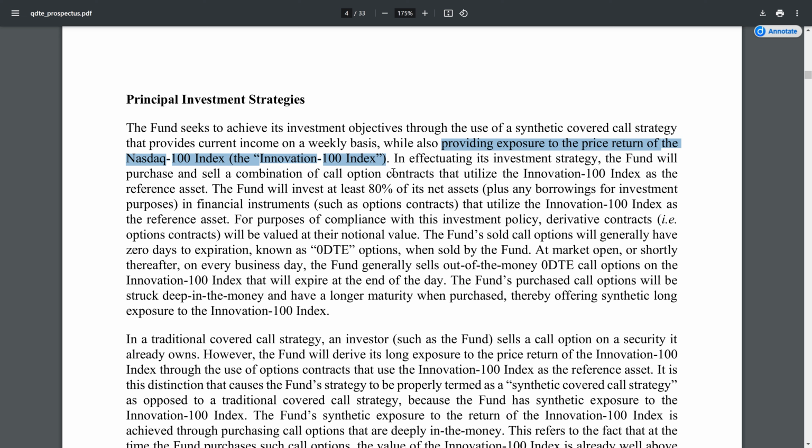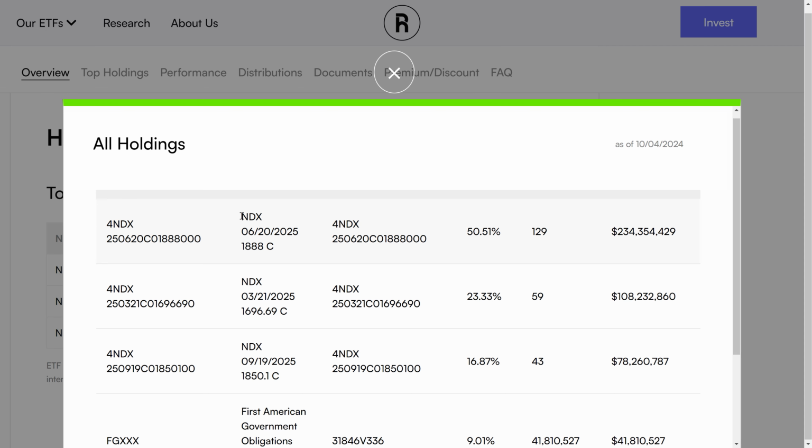They removed the Nasdaq 100 references from their marketing materials a long time ago, otherwise they will have to pay licensing fees. QDTE does not invest in actual stocks in Nasdaq 100. Instead, they buy deep in the money call options on the index. If we look at their holdings, we see call options on Nasdaq 100. By doing so, QDTE gains the same exposure to Nasdaq 100 as if buying the actual Nasdaq 100 stocks.